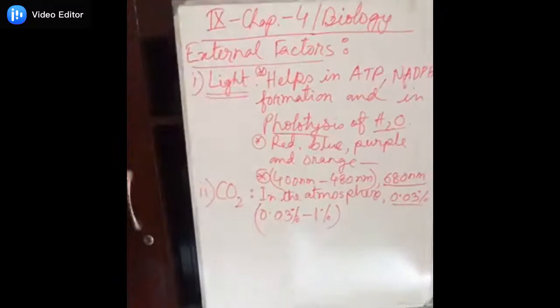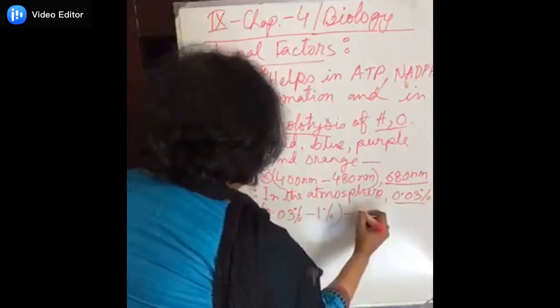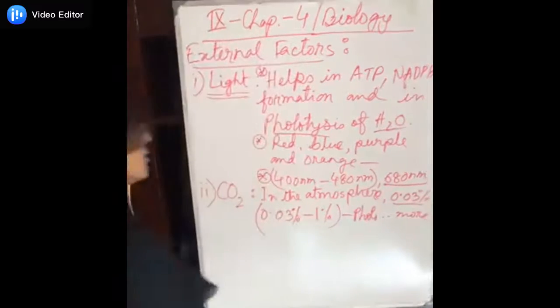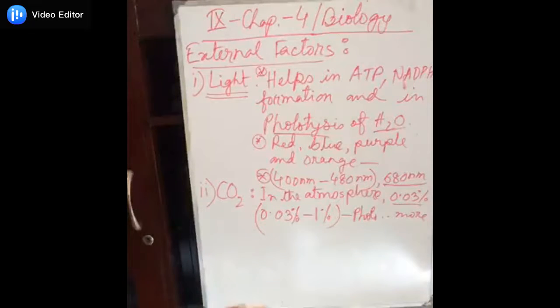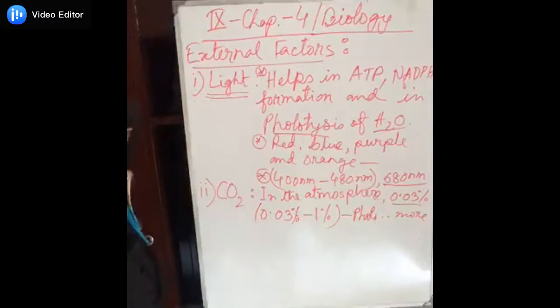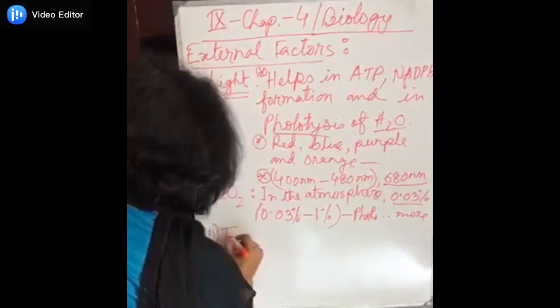At this level, plants can make more food by photosynthesis. So if somehow the amount of carbon dioxide in the air becomes less than 0.03% or more than 1%, then photosynthesis is hampered.